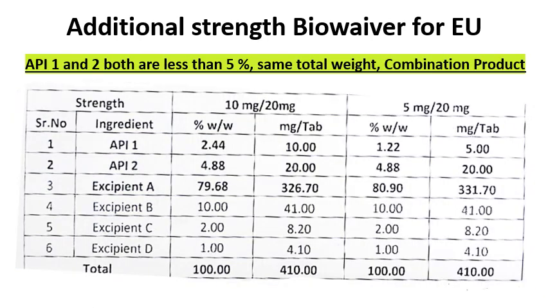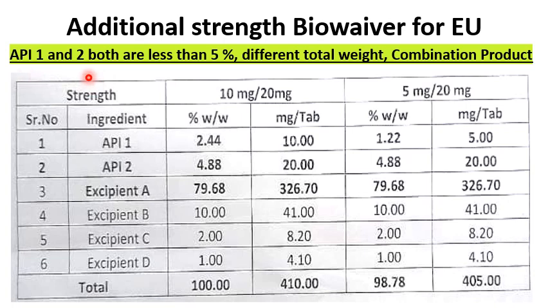Then coming to another example where API 1 and 2 are both less than 5%. The total tablet weight is the same and it is a combination product. So both the APIs are less than 5%. Then you can see here only the difference of excipient A, that is diluent, is made, and all the other excipients are kept the same. So this product may pass the requirement of biowaiver.